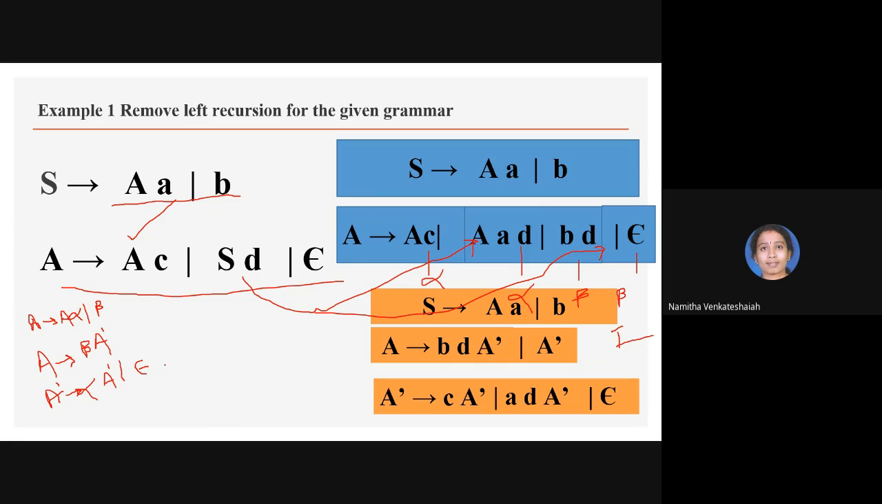So according to the formula, I will keep the first grammar as it is, and for the second grammar, A dash produces beta A dash. Here BD is beta, so BD A dash, or epsilon A dash. Need not write epsilon, epsilon is nothing, so just A dash. Then A dash is equal to alpha. Alpha is C, C A dash, or alpha is AD here, AD A dash, or epsilon. Okay. So this is how we solve this.